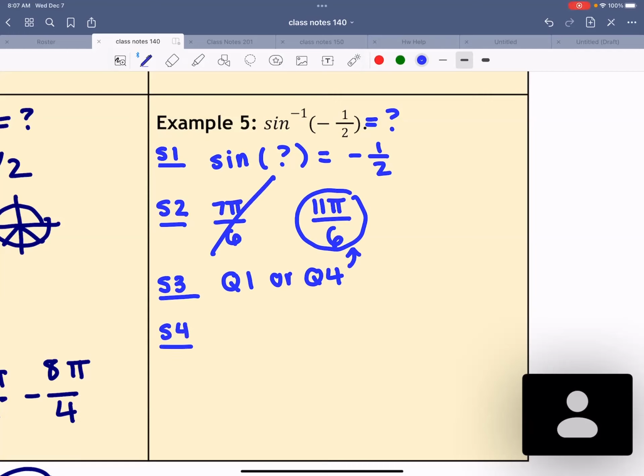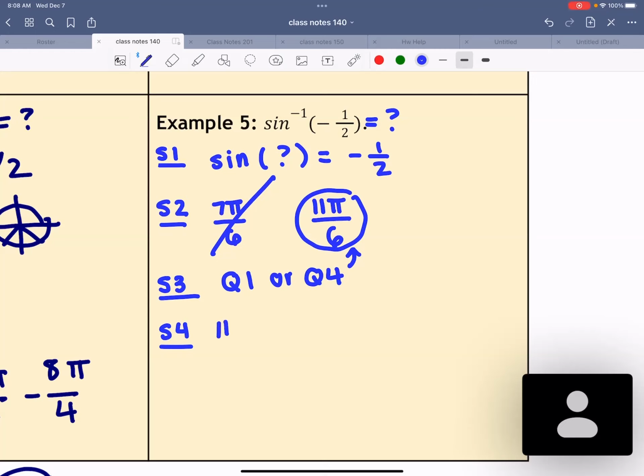Now, our answer is 11 pi over 6, but the traditional way of doing this is that our answer has to be between -pi/2 and +pi/2. Now, 11 pi over 6 is more like 1 point something pi. It's not between -0.5 pi and 0.5 pi. So we have to make it land between those two angles.